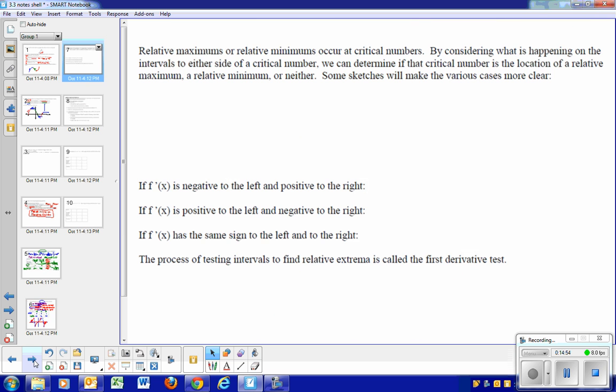Let's look at example 3. Oh, just kidding. I forgot I put this in here.